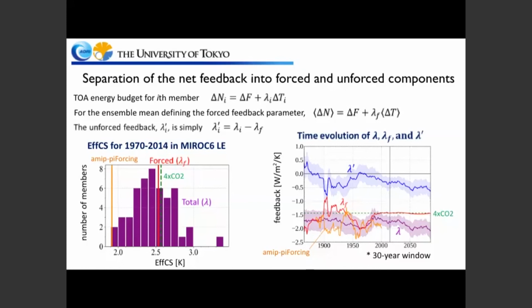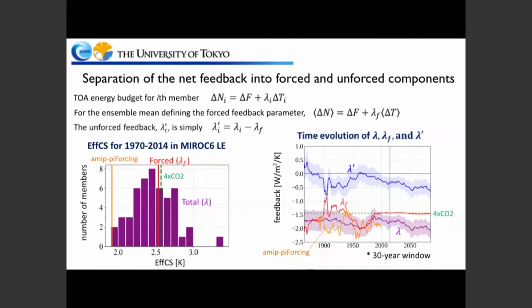And if you look at the time change of the feedback parameters, which is shown on the right, you see the purple curve, which represents the net feedback directly obtained from the ensemble, which has a certain spread. And the forced component also varies in its strength in time before the 1990s. We think it is mainly due to the aerosol forcing, but afterwards we see that the feedback parameter is nearly constant and it's very close to the feedback in the 4 times CO2 run.